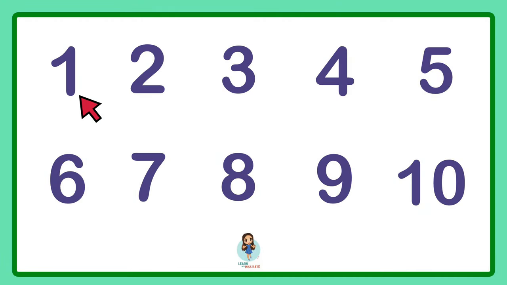What number is this? 1. How about this? 2. What number is this? 3. What number is this? 4. How about this? It's 5.